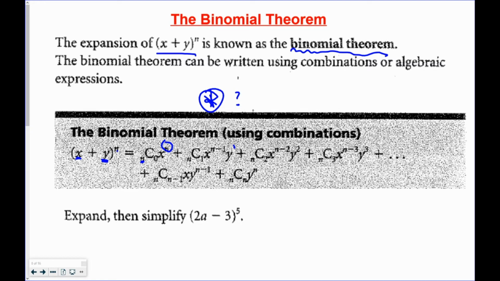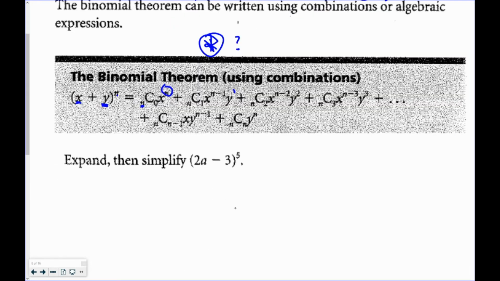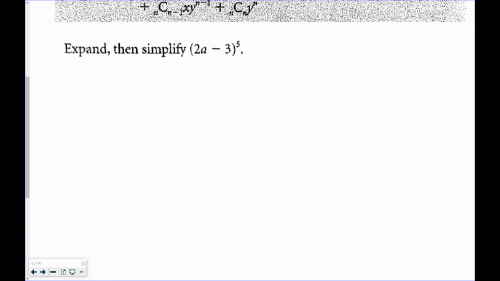Okay, I do believe that this might be on the formula sheet. It might be. I can't remember. I should have looked it up before. I believe it is.